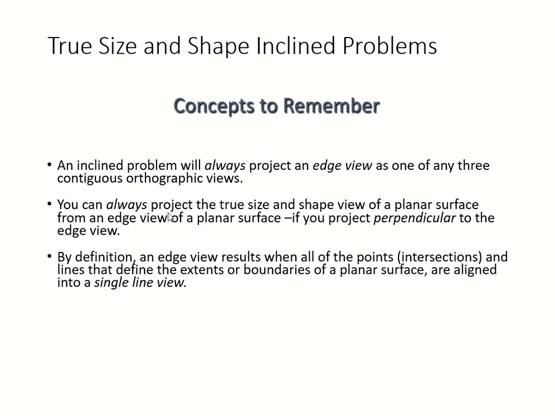And then the concepts, let's recall. The incline problem is always going to project an edge view, your line, okay? Don't forget the edge view looks like a line, and you can always project the true size and shape view of a planar surface from that edge view of that planar surface. So if you project perpendicular to the edge view, that's what you're gonna get, the true size and shape. So in a simple way, we usually get the edge view when all the points and the lines are aligned to a single line view.